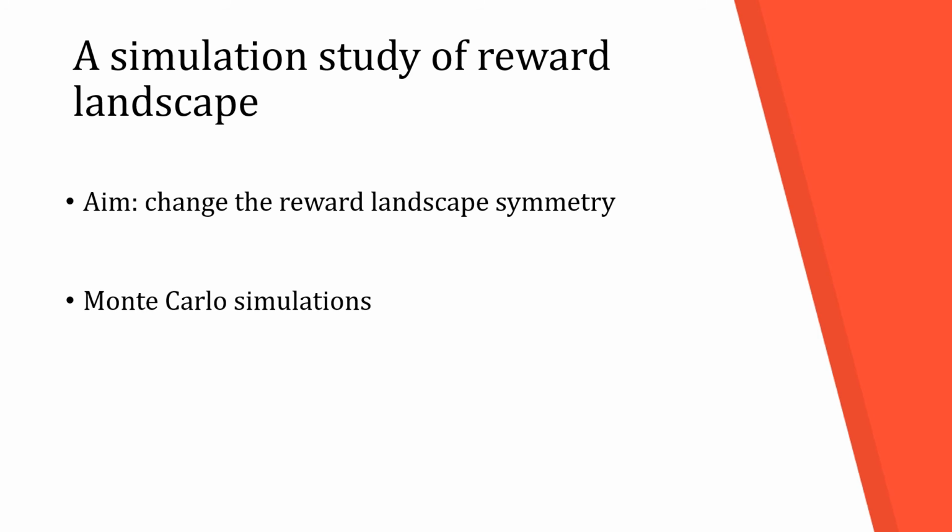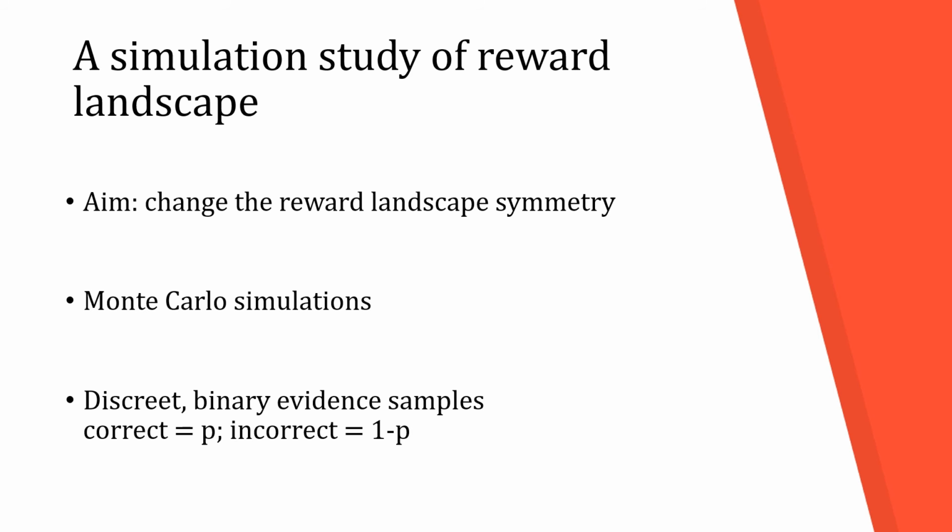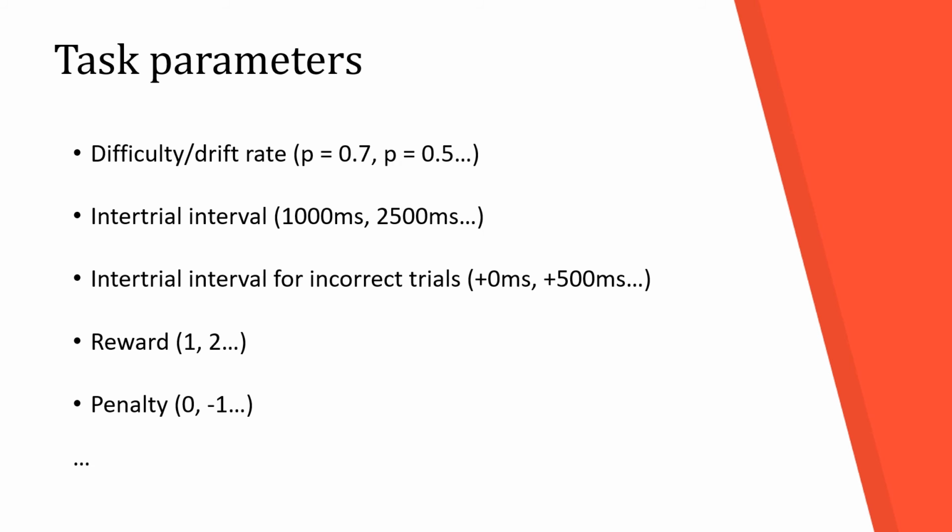In these simulations, discrete evidence samples were presented sequentially, and they could either support the correct decision option with a probability p, or the incorrect option with a probability 1 minus p. We also made sure that the values of simulation parameters directly correspond to the task parameters employed in Malhotra and colleagues' experiment. And we then systematically manipulated these values to identify whether any of the parameters can produce the desired change in the reward landscape.